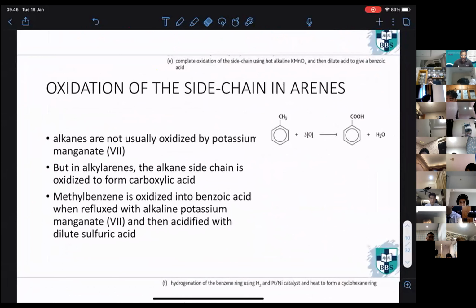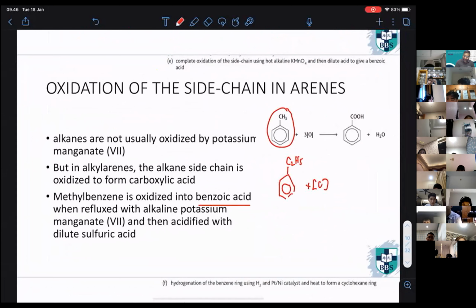Do remember, normally oxidation doesn't happen. For benzene there is no oxidation. But for methyl benzene, any alkyl benzene, let it be with a C2H5, you can oxidize them, but the product is always going to be benzoic acid. So you are going to get a benzene with COOH.